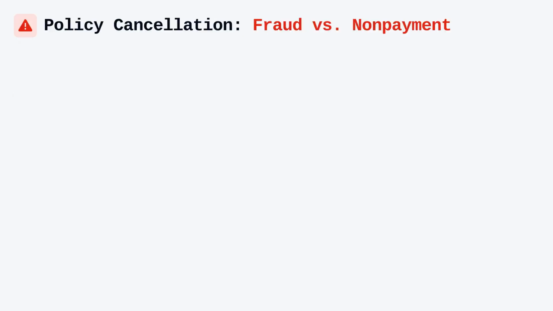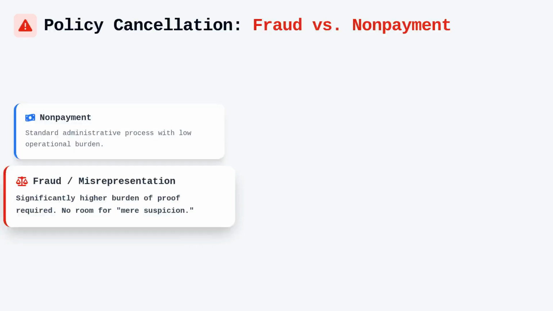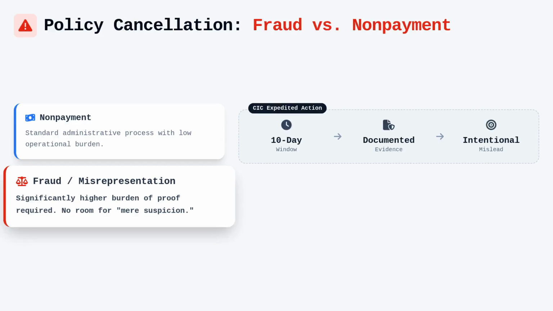Canceling a policy due to fraud carries a significantly higher operational burden of proof for the insurer and the producer than a simple case of non-payment. The CIC permits an expedited 10-day cancellation if the insurer discovers fraud or material misrepresentation committed by the named insured, but this action cannot be based on mere suspicion or casual assumption. The insurer must possess documented, verifiable evidence establishing that the insured intentionally misled the company regarding a factor that directly impacts the underwriting risk or a submitted claim.